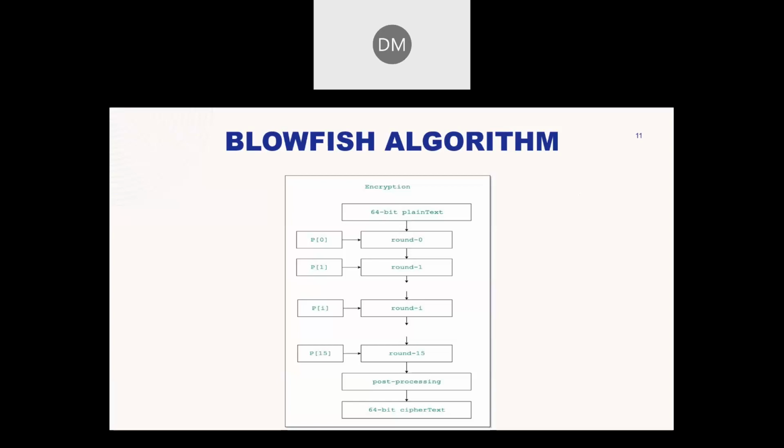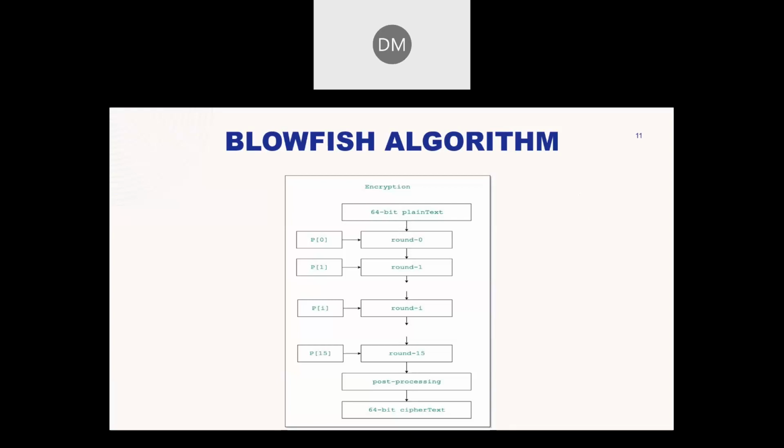The same subkeys are used in the encryption and the decryption process, and these are stored in the P array, P0 to P15. So these subkeys are stored in P arrays. There will be a total of 4 substitution boxes for the Blowfish algorithm, and each subkey is XORed with the input key. And after the 16 rounds, as I told you, there will be 16 rounds.